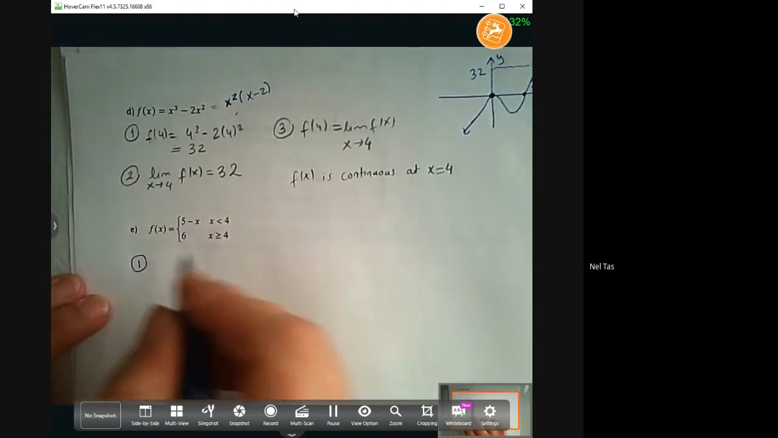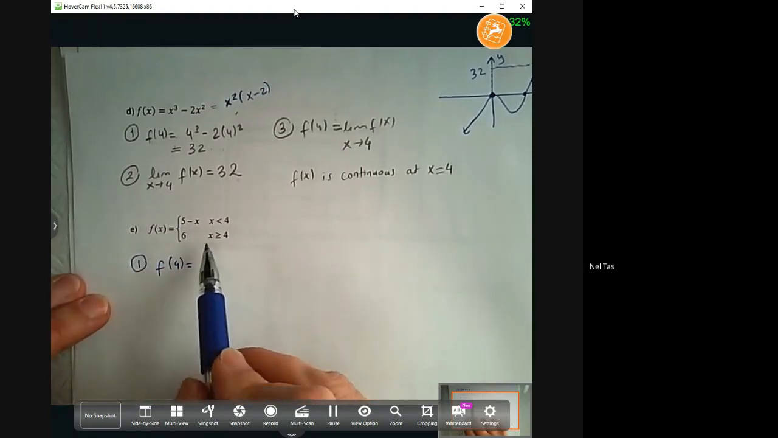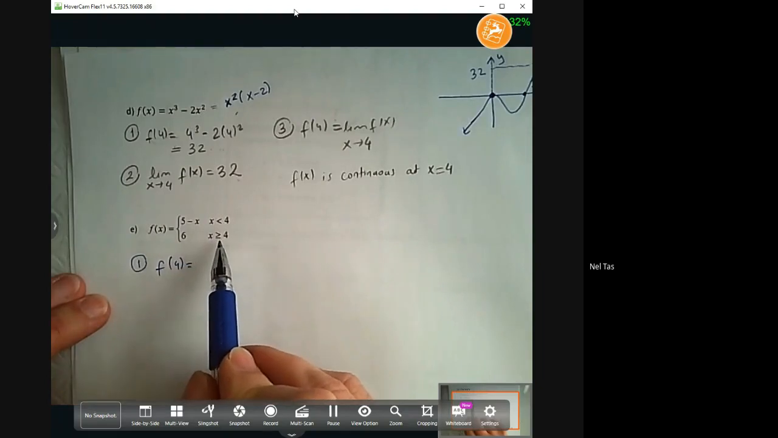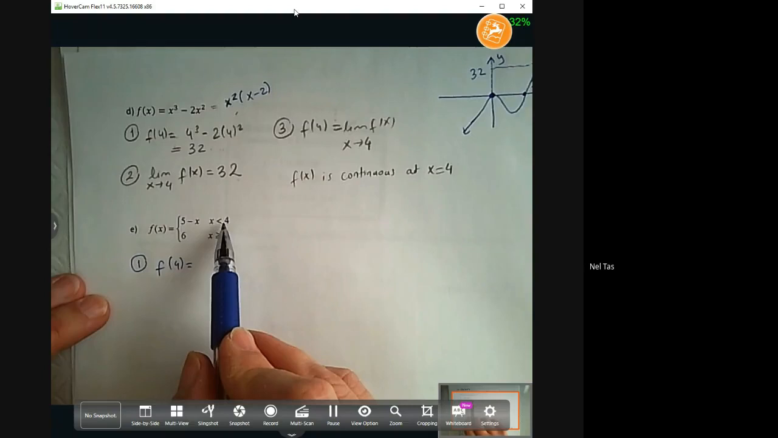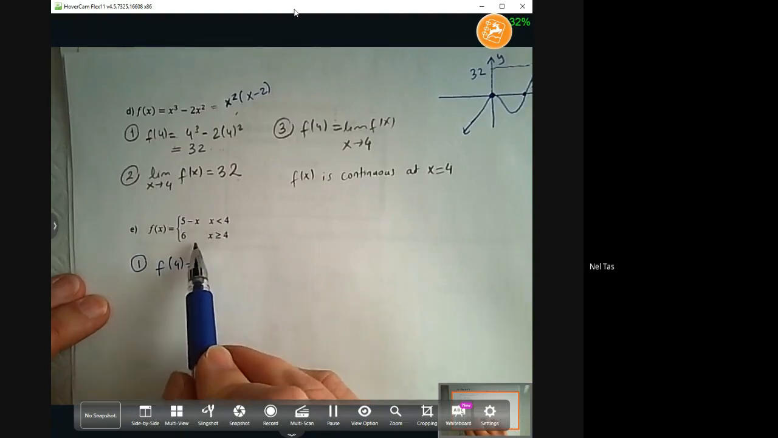Condition 1: we're going to check f of 4. So this is a piecewise function. Check where 4 is included. So 4 is not included here, but here, right? x greater than or equal to 4. So that answer is 6 then.